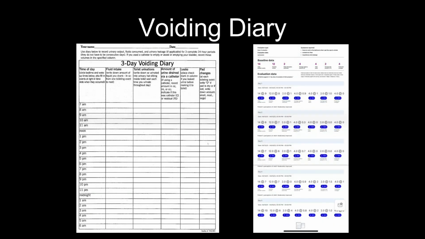Now, the voiding diary, I think this is really important so that you can objectively show in the record that you've made a difference. So have them do a 3-day voiding diary, or even a 1-day voiding diary, but have them show something prior to treatment, scan it into your record so that you can compare to it later on, and then redo it after they've got their test lead in.